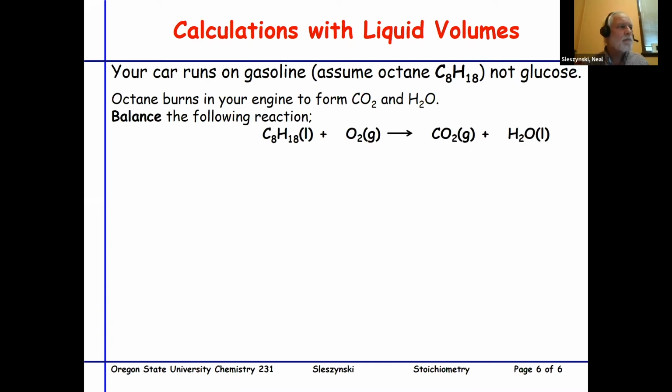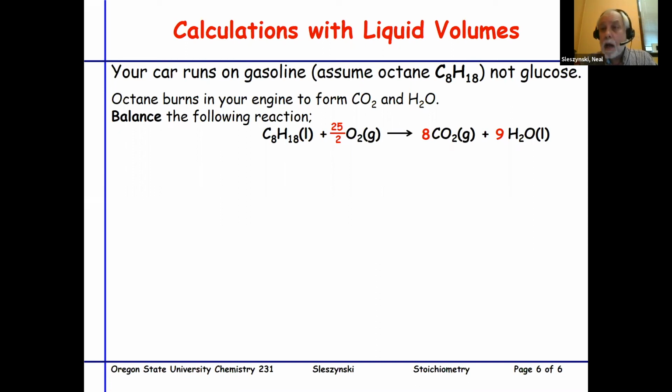Well, let's go ahead and balance the reaction then of octane reacting with oxygen to give us carbon dioxide and water. Well, just by inspection now, we see on the left-hand side, we have 8 carbons. We need 8 carbons on the right-hand side. So we're going to multiply carbon dioxide by 8.